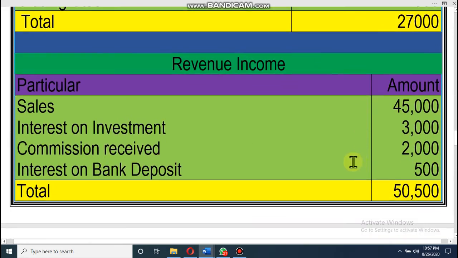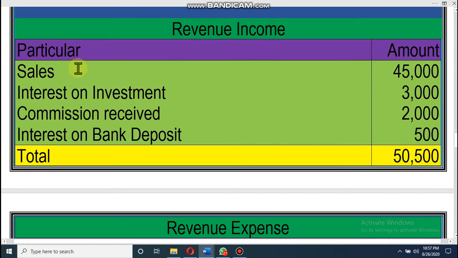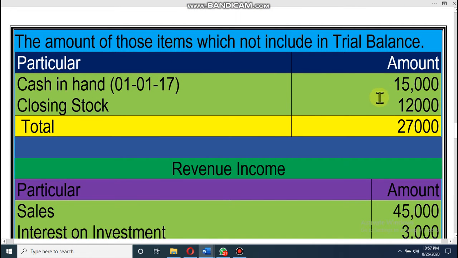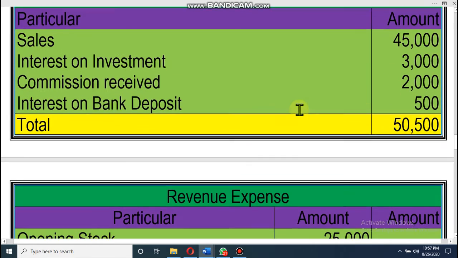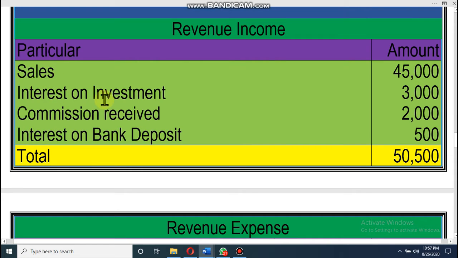Let's see the solution. Dear student, look at revenue income. Particular, amount, some items are not included in the trial balance. So sales, interest on investment, commission received, interest on bank deposit. These four items are your revenue income. The total is 50,500. I hope all of you understand.